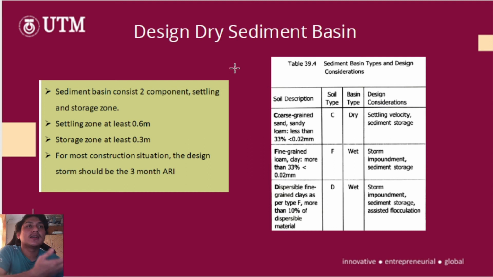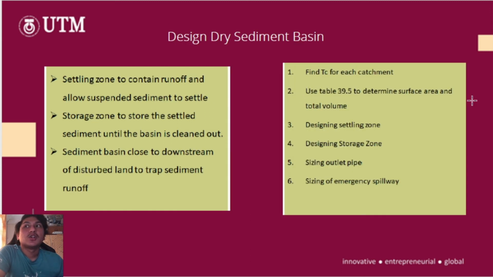At the right side is the table that we use in analyzing the type of sediment basin. So this is the procedure of designing a dry sediment basin. The settling zone is to contain runoff and allow suspended sediment to settle. The storage zone is to store the settled sediment until the basin is cleaned out. The sediment basin is placed close downstream of disturbed land to trap sediment runoff. At the right side is the procedure to get the dry sediment basin.